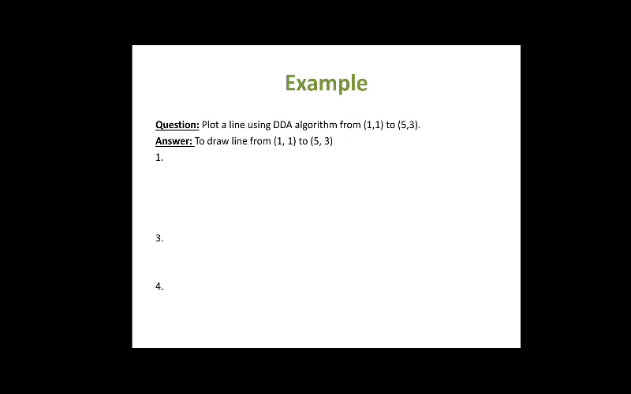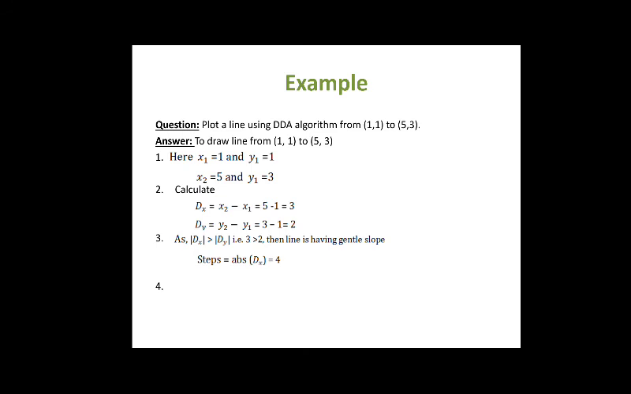The question is we have to plot a line from 1 1 to 5 3. So this is the first coordinate point, and this is the second end point. So we have to draw the line from 1 1 to 5 3. The first step is that we calculate x1 and y1. So my x1 is 1, y1 is 1, x2 is 5 and y2 is 3. Now I will calculate dx and dy. So dx is x2 minus x1, that is 5 minus 1, which is 4, and dy is 3 minus 1, that is nothing but 2.